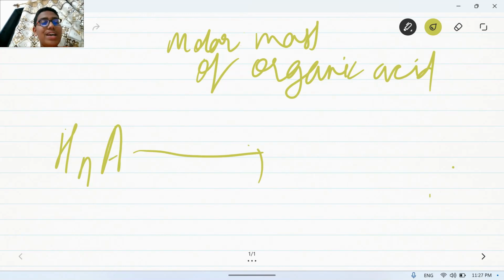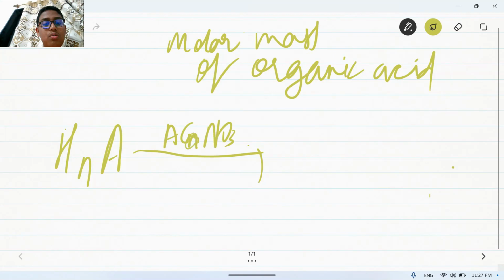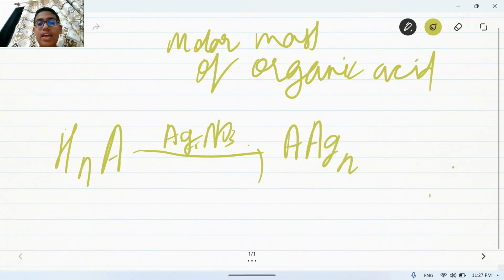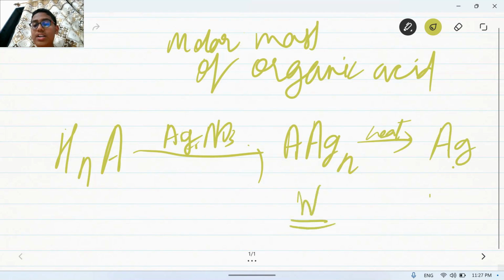So in an organic acid we add AgNO3 in it. Now when we add this, a sparingly soluble salt is formed, which is AgnA. The valency of H and Ag are the same. Now when we heat this, we get Ag, and during the whole process we calculate the mass of the product. So it is W grams here and Y grams here.